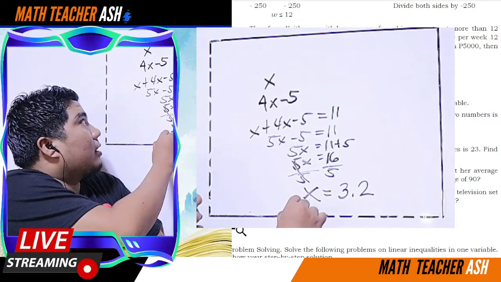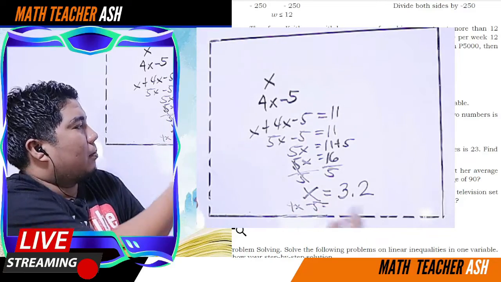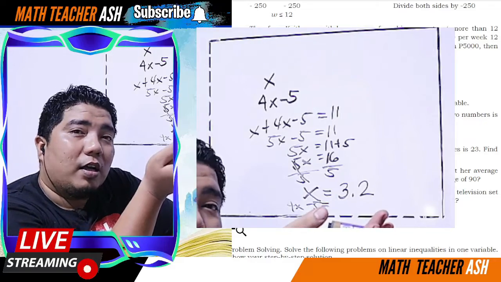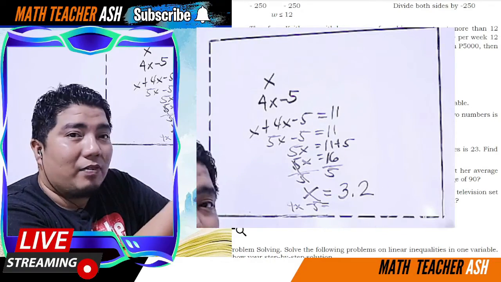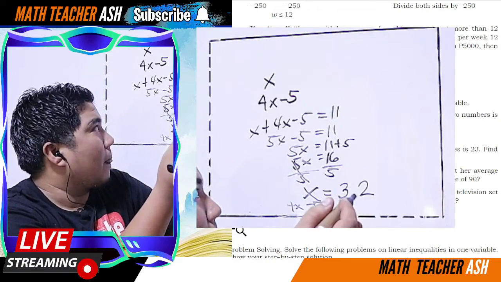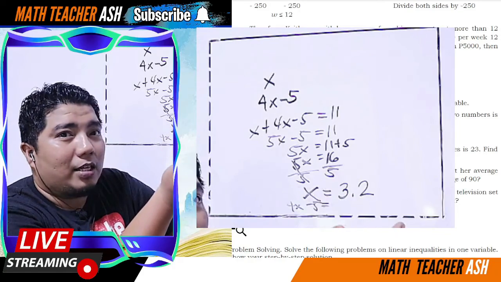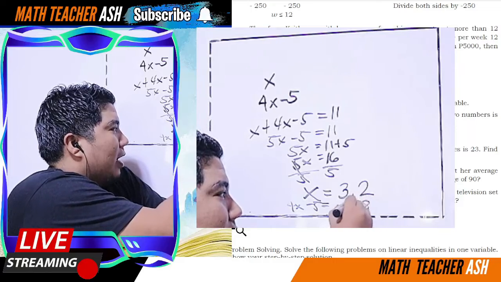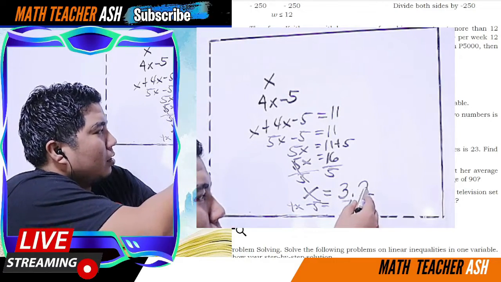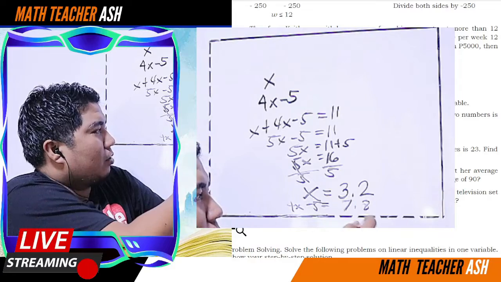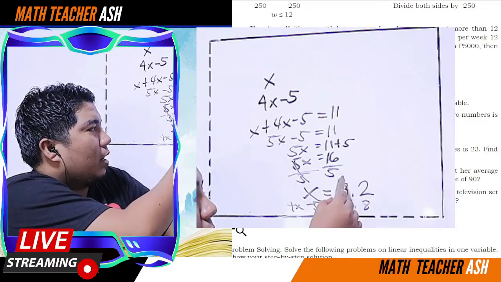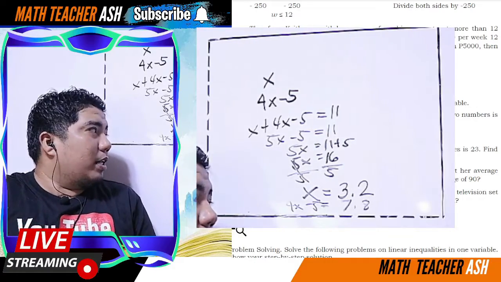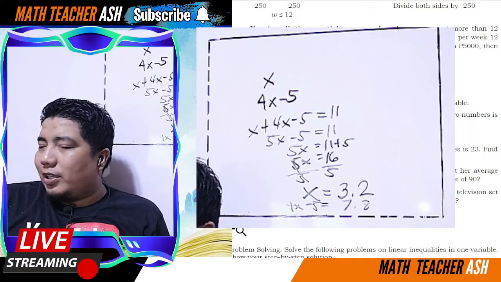So 11 by 3.2. Paano ba i-minus si 11 kay 3.2? So that is 11 minus 4. 11 minus 4, okay? So that is 7. And then, since may 0.8 pa, so that is 7.8. Ayan. So, 2 plus 8, that is 0. Carry 1, and the answer is 11. Okay, so therefore, your answers are 3.2 and 7.8.